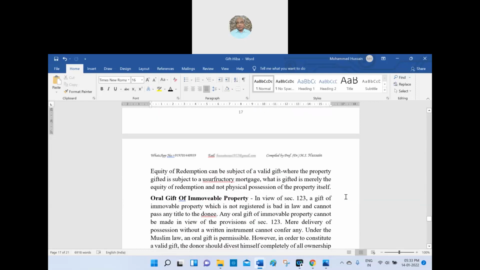An exception: equity of redemption can be the subject of a valid gift where the property gifted is subject to usufructuary mortgage, where what is gifted is merely the equity of redemption and not physical possession of the property itself.